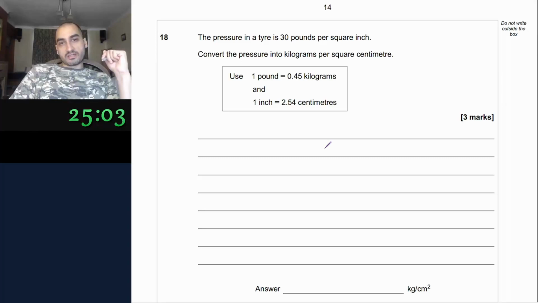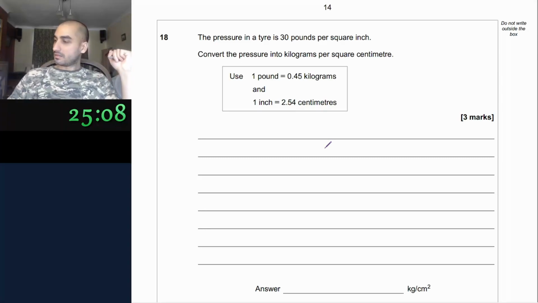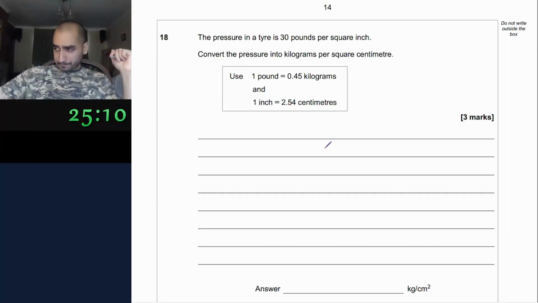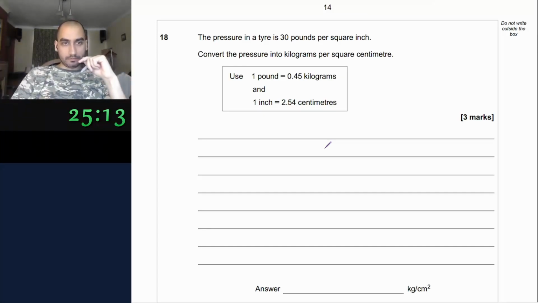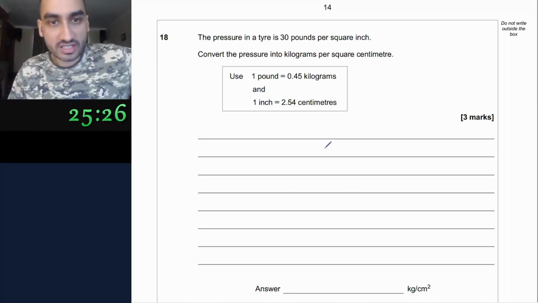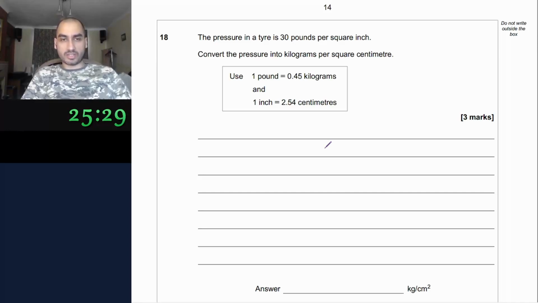The pressure in a tire is 30 pounds per square inch. Pounds? Inches? What are these units? Convert the pressure into kilograms per square centimeter. Yeah, that's more like it. Well, square centimeter? Square centimeter's a bit weird. Alright, the pressure in a tire is 30 pounds per square inch. Convert the pressure into kilograms per square centimeter. That's fine.